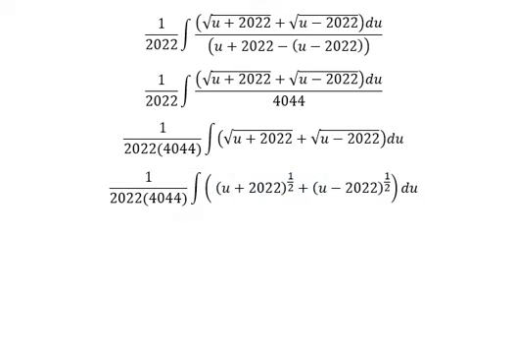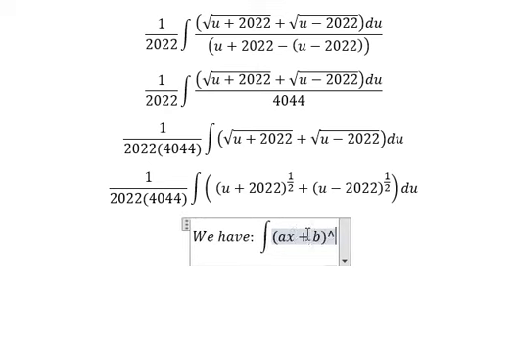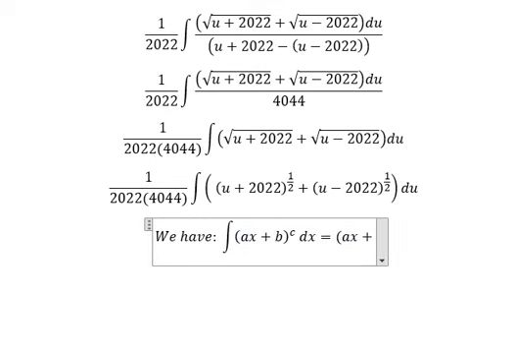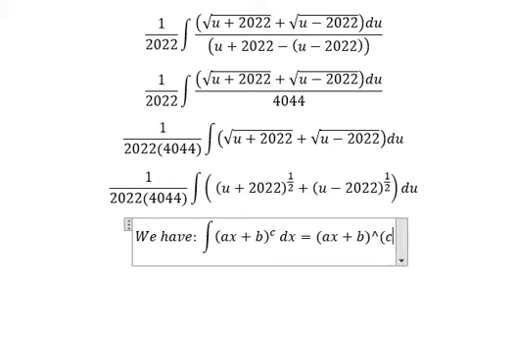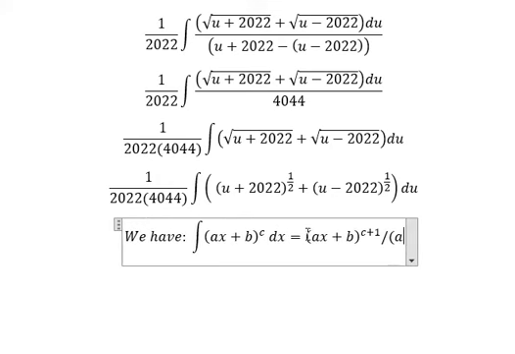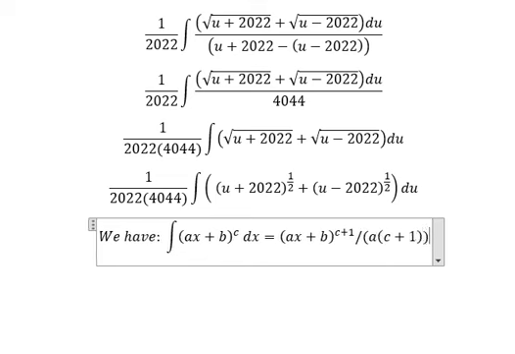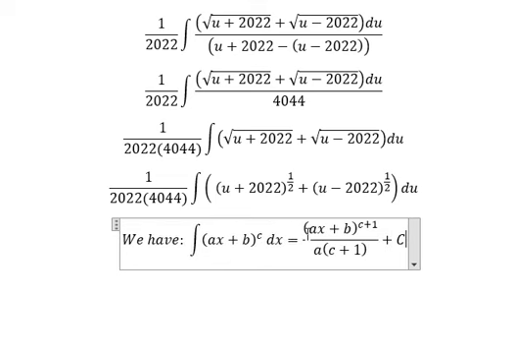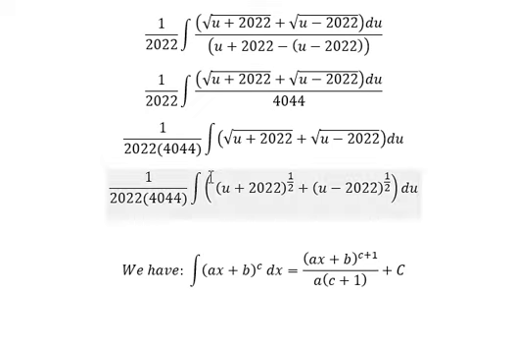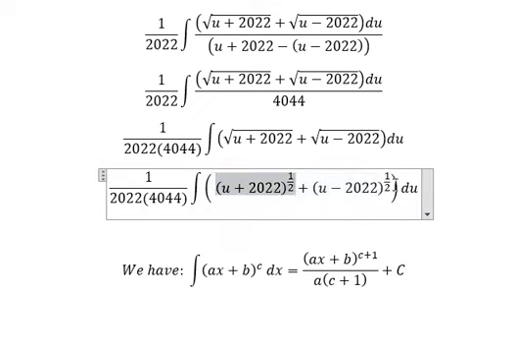Now we have the formula in here. The integration of as plus b to the power of c gives as plus b to the power of c plus 1, over a multiplied by c plus 1, and I will put capital C, that is the constant. Now we can apply the formula in here and here.